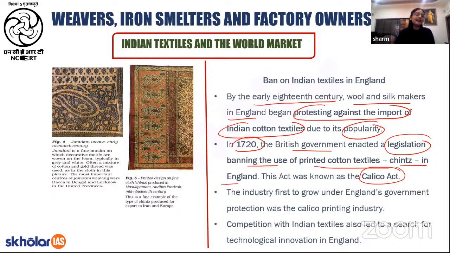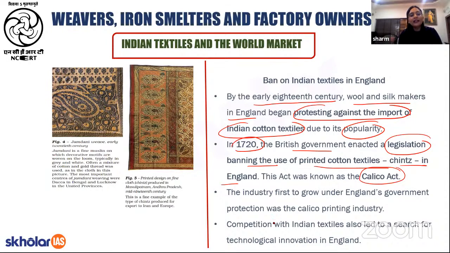the fact that in our country everybody is buying the Indian textiles, why are they not buying our textiles, and that is why they urged the government to ban the cotton textiles that were imported from India altogether. And the British government responded to it by imposing the Calico Act in 1720, wherein the printed cotton textiles, particularly the chintz that were coming from India to England, were banned.